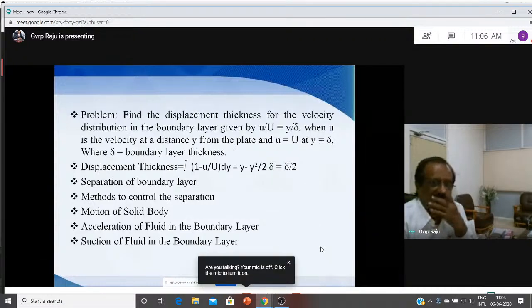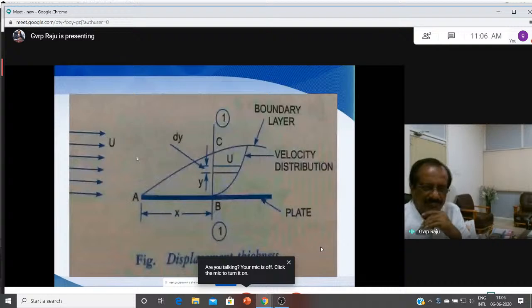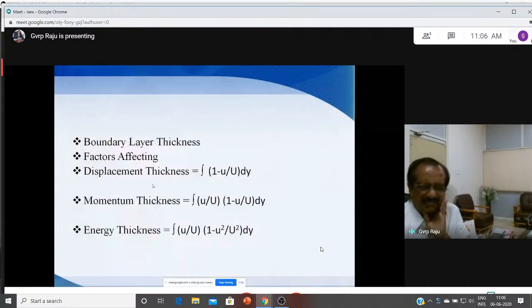Then how will you find the displacement thickness? We have the equations here. Try to remember all three equations, derivations are not necessary. The displacement thickness is the integral of 1 minus u by U dy, the momentum thickness is the integral of u by U into 1 minus u by U dy, and the energy thickness is the integral of u by U into 1 minus u square by U square dy. Try to remember all the three equations.